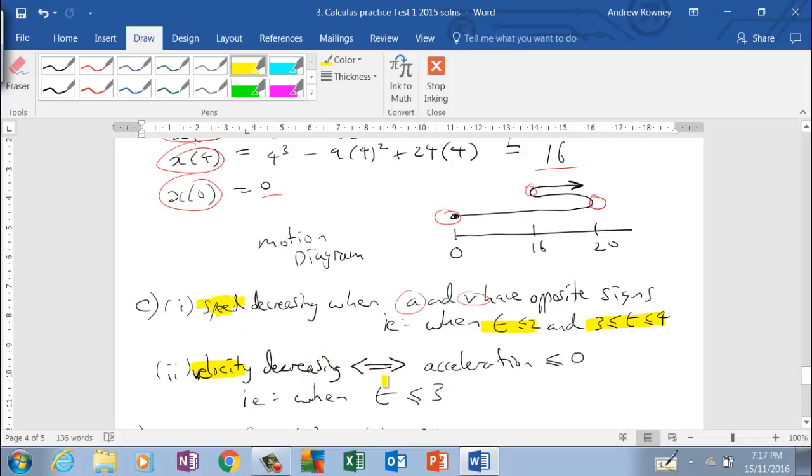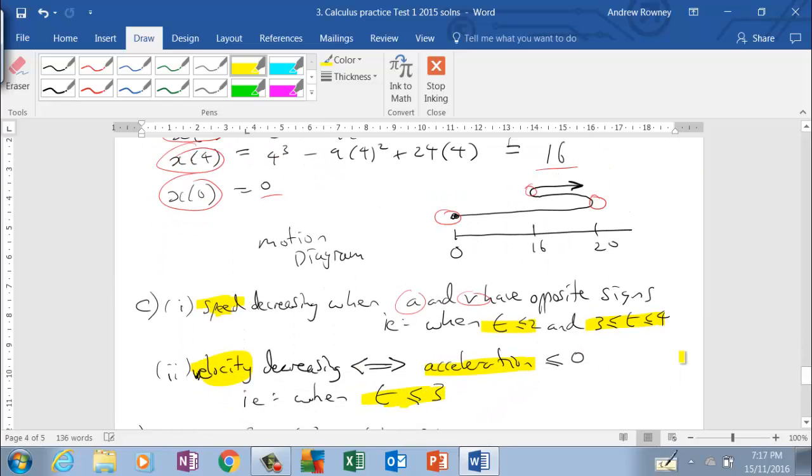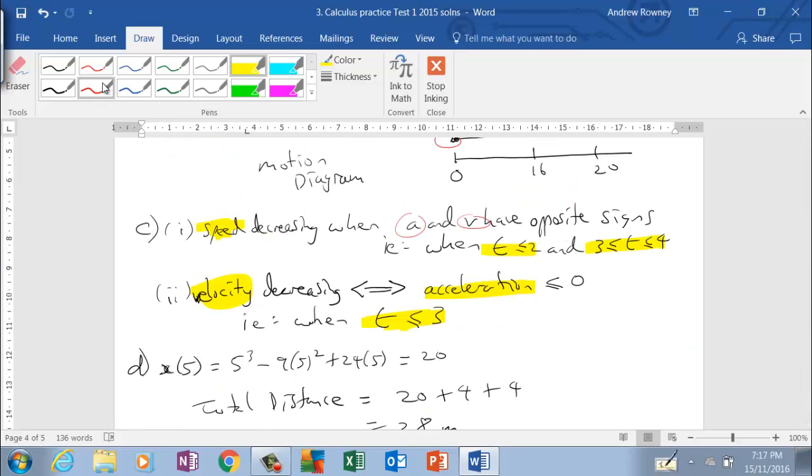Velocity is decreasing when, because that there is a function, velocity is decreasing when its derivative is negative. So when the acceleration is negative. And so you just look at the acceleration diagram there, and that's negative when t is less than 3. Now that rule, that second one there, for velocity, basically holds for anything. If any function is decreasing, it means the derivative of the function is negative. That's the concept we're using in this question here.